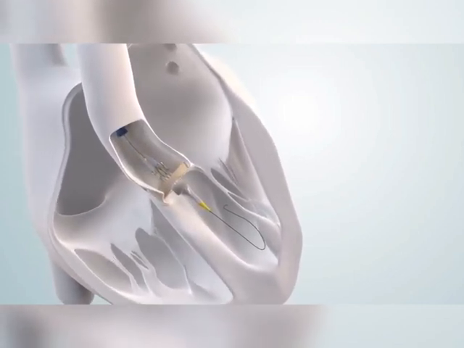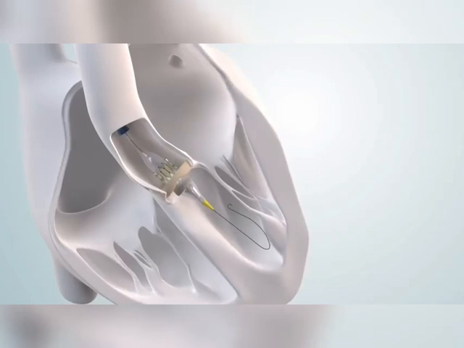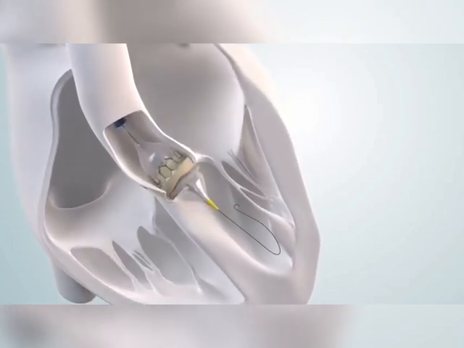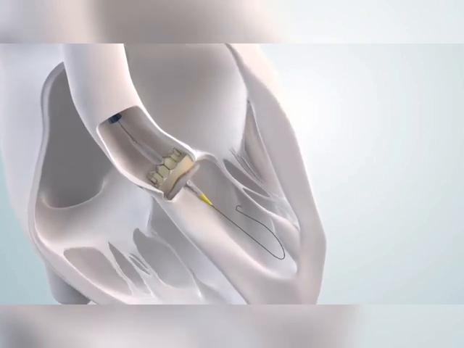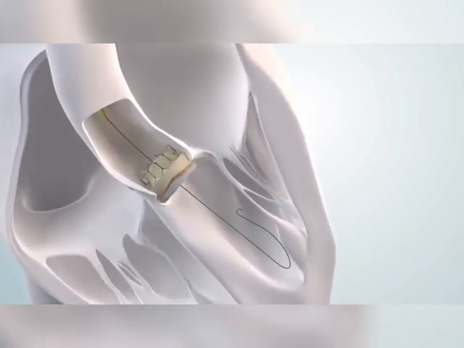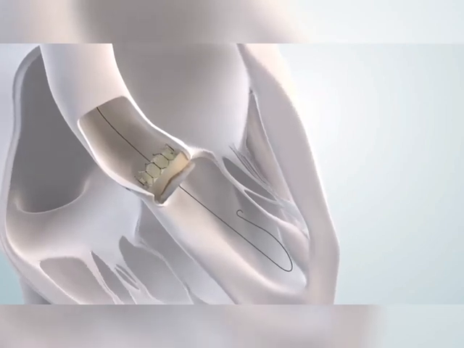The balloon of the delivery catheter is inflated with fluid, expanding the new valve within your diseased valve, pushing the old leaflets aside. The balloon is then deflated and the delivery catheter is removed, leaving your new heart valve in place.